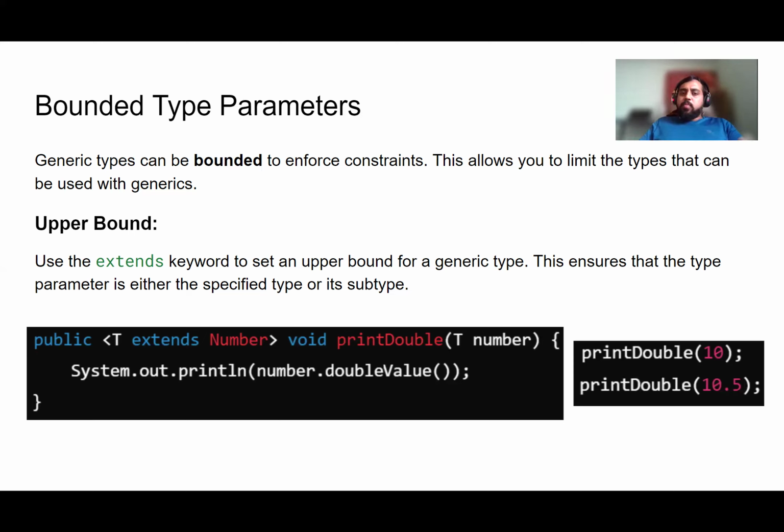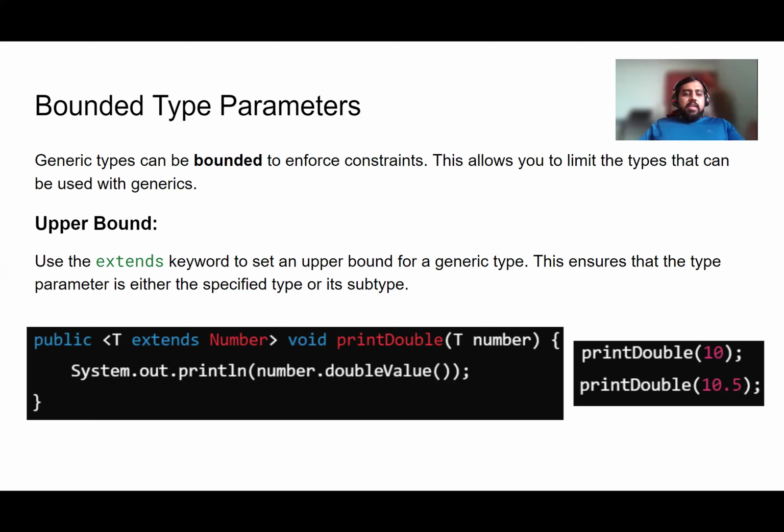Generic types can be bounded to enforce constraints. These allow us to limit the types that can be used with the generics. There are two types: upper bound and lower bound. Let's see what an upper bound is. With an upper bound, we need to use the extends keyword to set an upper bound for the generic type. This ensures that the type parameter is either the specified type or its subtype.